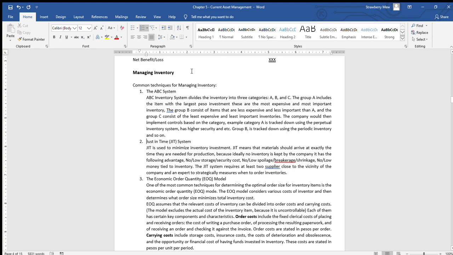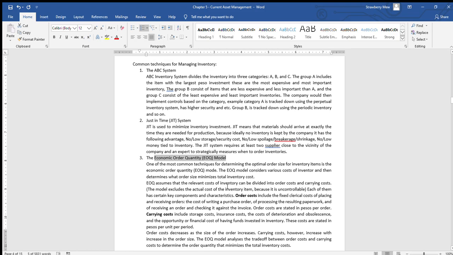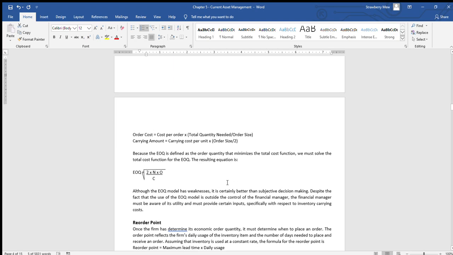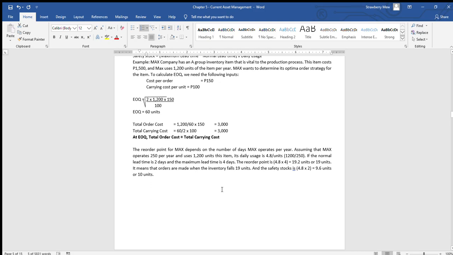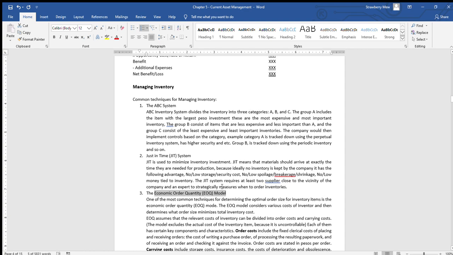In managing our inventory, we have the common techniques. Okay, so we have three common techniques in managing inventory. First, we have the ABC system. Next is the just-in-time system. And last is the economic order quantity or the EOQ model. Okay, so all of these are the techniques.